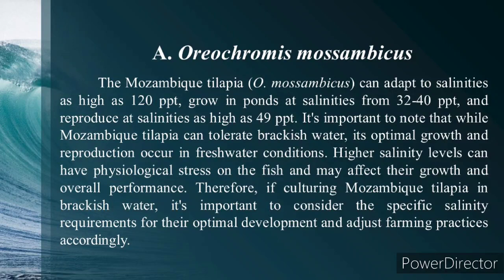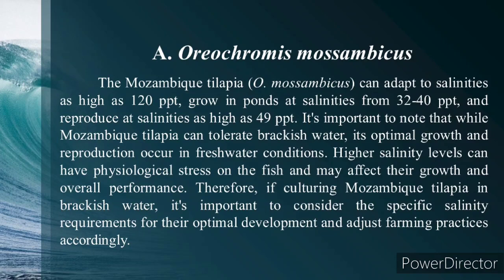The Mozambique tilapia, O. mossambicus, can adapt to salinities as high as 120 ppt, grow in ponds at salinities from 32 to 40 ppt, and reproduce at salinities as high as 49 ppt. It's important to note that while Mozambique tilapia can tolerate brackish water, its optimal growth and reproduction occur in freshwater conditions. Higher salinity levels can cause physiological stress on the fish and may affect their growth and overall performance. Therefore, if culturing Mozambique tilapia in brackish water, it's important to consider the specific salinity requirements for their optimal development and adjust farming practices accordingly.